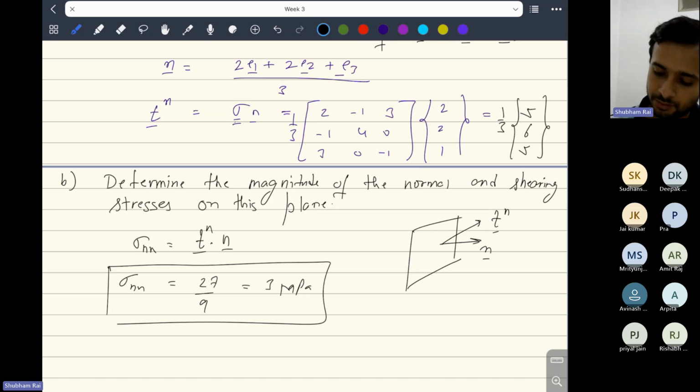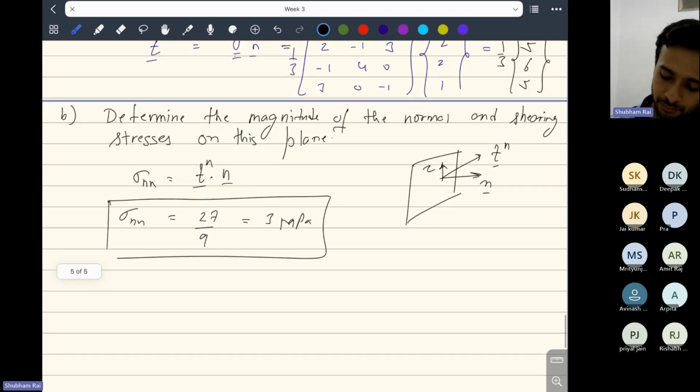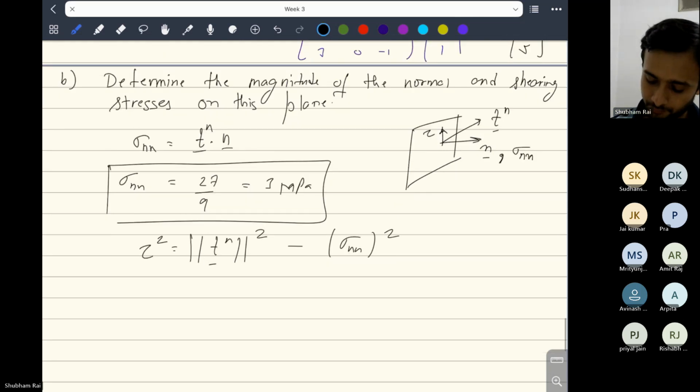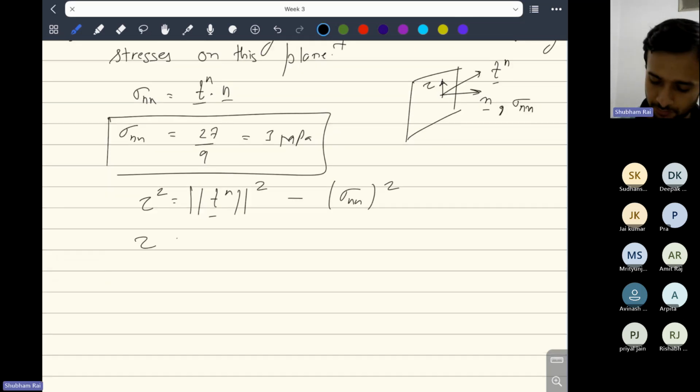Now, how do you find the shear stress component? Let's say this is the shear stress, the resultant shear stress. To find the shear stress, you know that you have to apply the Pythagoras theorem. So shear stress will be the magnitude of the traction vector squared minus, and here actually this is the normal vector, but here you have sigma nn. So here you just minus sigma nn squared, right? So if you do that, you get the shear stress.